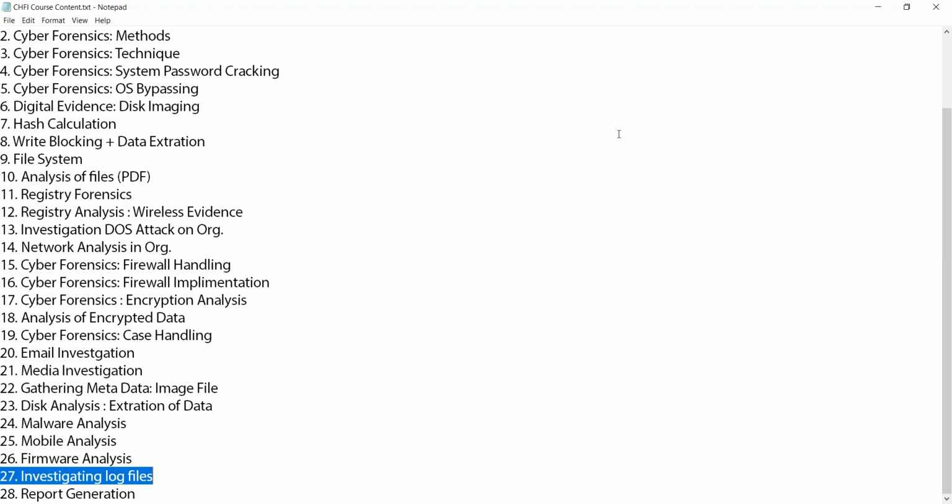So the next thing is report generation. This is the last module, guys, and in report generation we will see the whole procedure: how we can create and submit the report, and how we can generate the appropriate report related to that particular crime. So we will see that process in the module of report generation. Is it clear to all of you what type of things we are going to cover in the whole course, the cyber forensics CHFI?